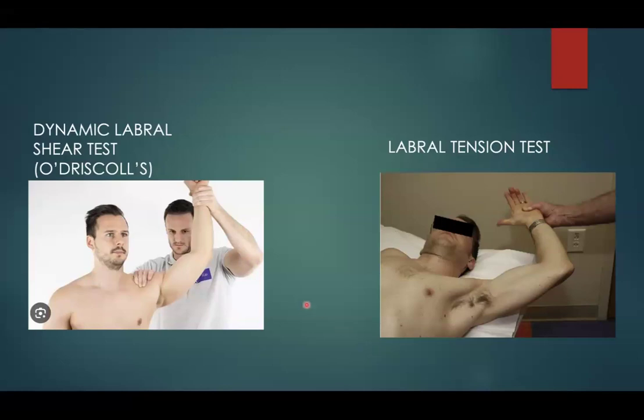Labral tension test. To conduct this test, the patient lies supine and the examiner places the arm in 120 degrees of abduction and neutral forearm rotation. The shoulder is then taken into end range of external rotation. At this end range, the examiner grasps the patient's hand and asks him to supinate the forearm against resistance. The test is considered positive if the patient has increased pain with resisted supination.